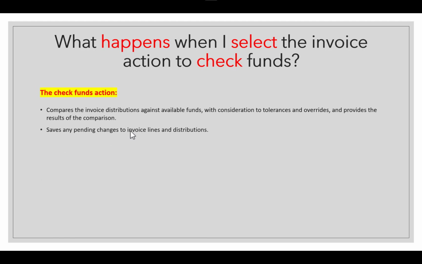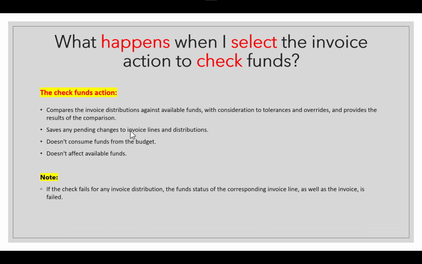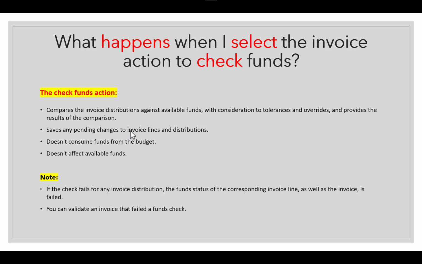Saves any pending changes to invoice line and distributions. Doesn't consume funds from the budget. Doesn't affect available funds. Also, if the check fails for any invoice distributions, the fund status of the corresponding invoice line as well as the invoice is failed. You can validate an invoice that failed fund checks. This is what the check fund action does when you run a check fund on the invoice.